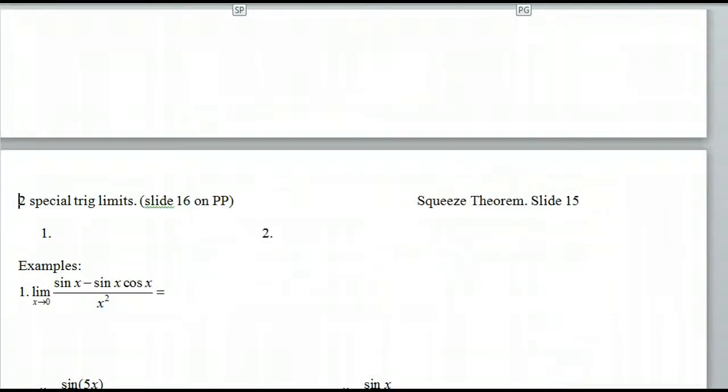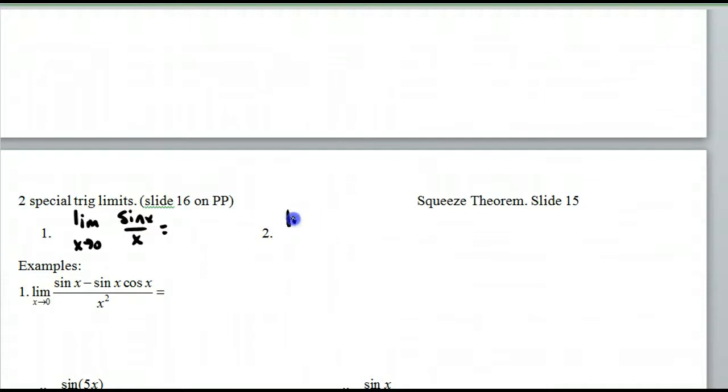Now I'm going to give you 2 more special trig limits, and I want you to do these on your calculator, zoom in, and see if you can figure out what the limits would be. The first limit deals with the sine, and the second limit deals with the cosine. So we're going to take the limit as x approaches 0 of the sine of x over x, and figure out what that might equal.